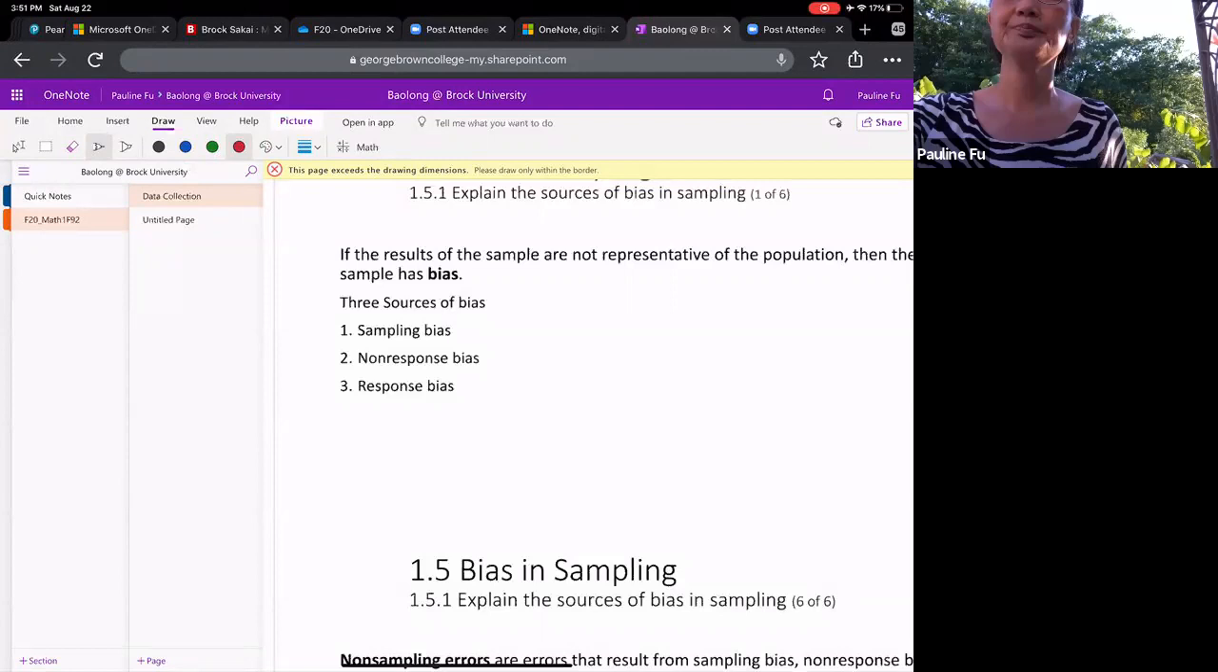Non-response bias. Non-response bias refers to not responding from the people you sent the survey to. Okay, they don't respond. Last one is the response bias. Response bias exists when the answers on a survey do not reflect the true feeling of the respondent. So those are three sorts of bias.